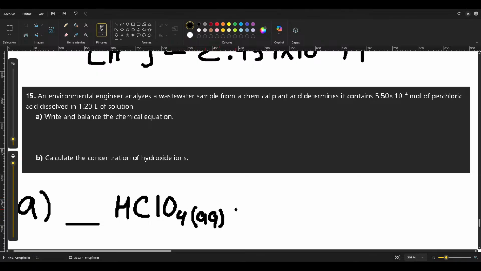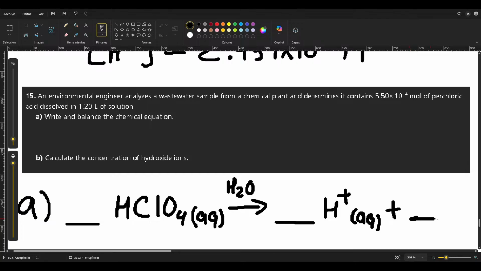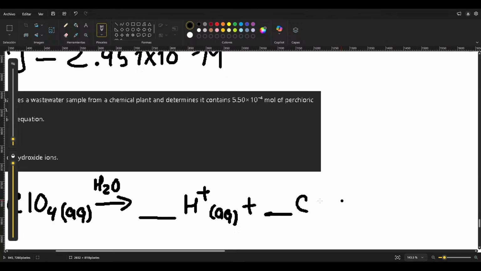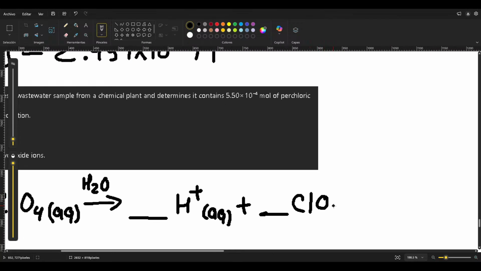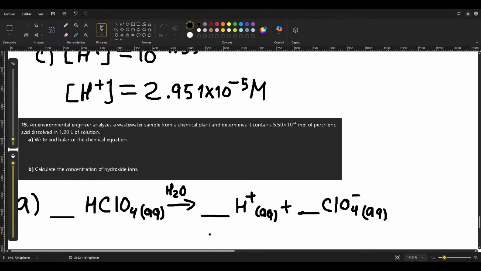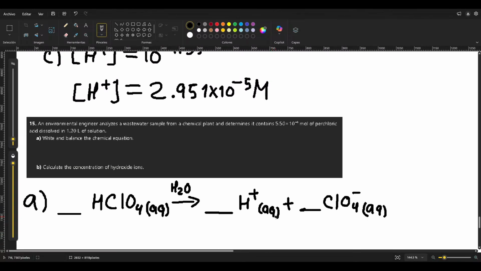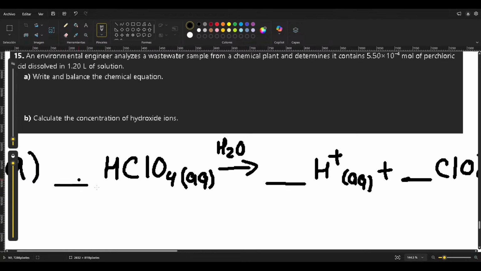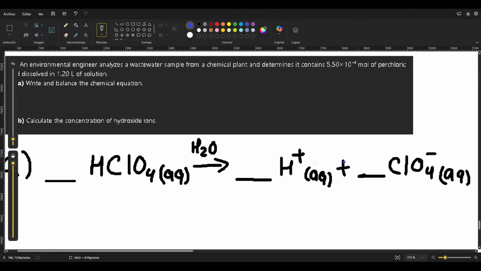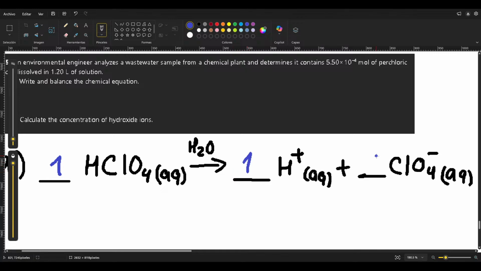This is always in aqueous state, and it's gonna dissociate in water as H plus aqueous plus perchlorate ions in aqueous state as well. Like everything, 99.99% of the time in aqueous state. And this is just 1, 1, 1.